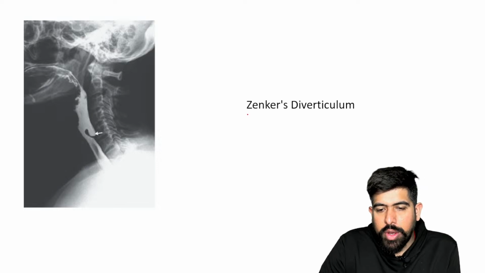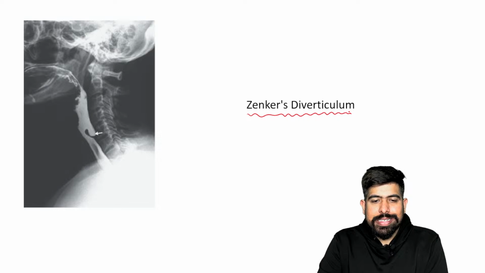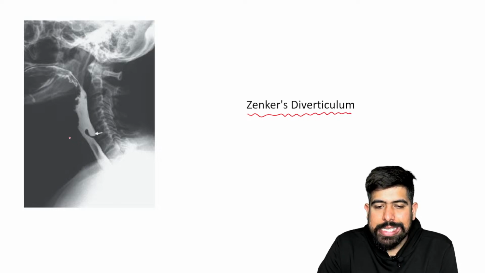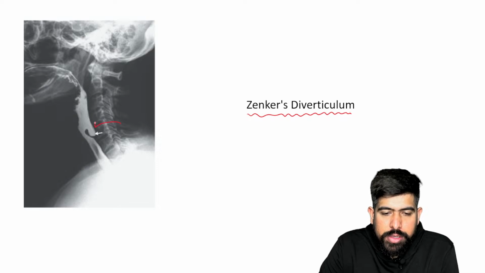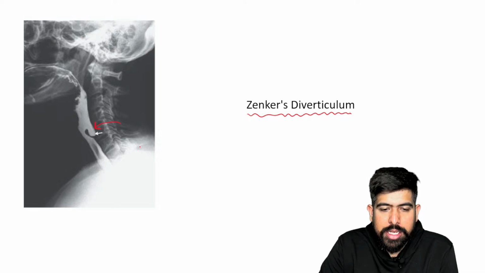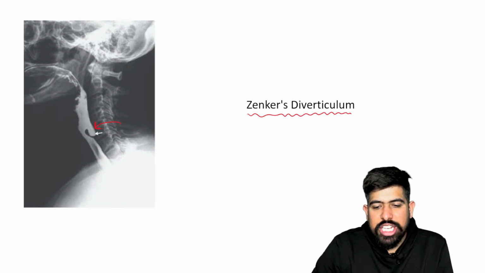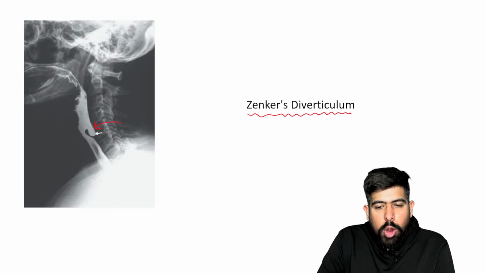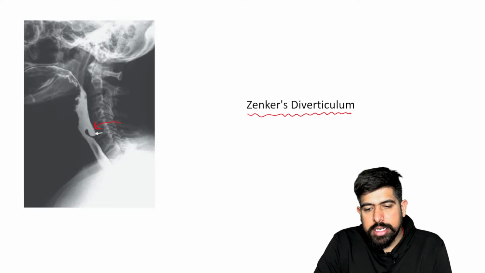this is the image of your Zenker's diverticulum. What is the meaning of Zenker's diverticulum? Please remember, when we are giving the patient a barium swallow, the patient will be swallowing this barium. So what is happening? There is an outpouching seen here, and this outpouching is known as Zenker's diverticulum. What is this known as? Yes, this outpouching of your esophagus is known as Zenker's diverticulum.